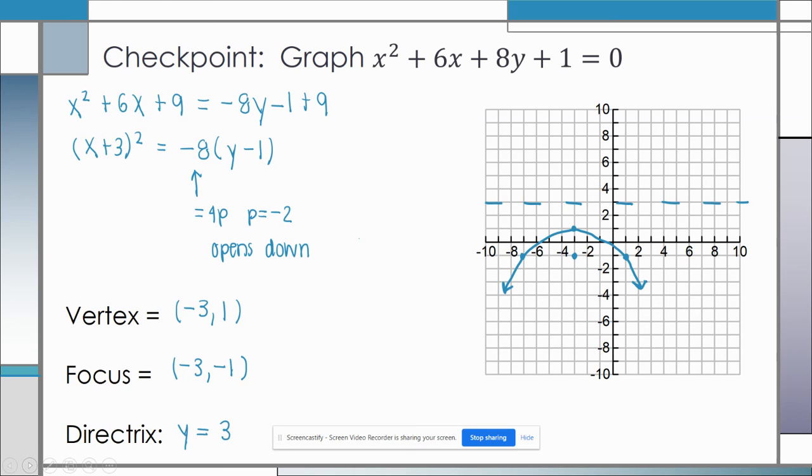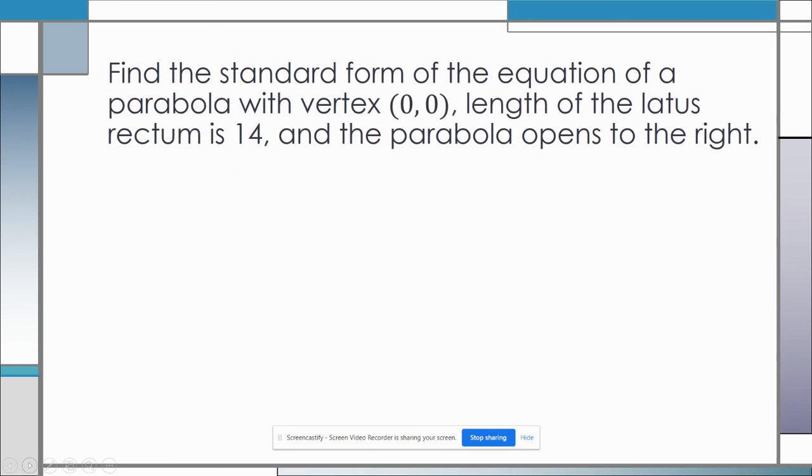Hopefully that was okay. Last problem that I want us to do, write the equation in standard form. We're given that the vertex of the parabola is 0, 0. Length of the latus rectum is 14, and then the parabola opens to the right. All right, so when we know that it opens to the right, that tells us that we have to have our y term to be squared. Because our vertex is at 0, 0, I know that it's just going to be y squared. We'll have to find what that number is.